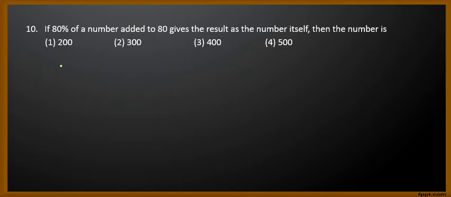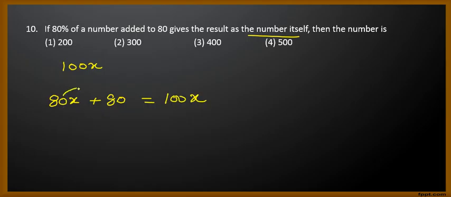Now look at this question. If 80% of a number added to 80 gives the result as the number itself, then the number is. Here we don't know what is the actual number. How to solve these kind of questions? Let us assume the actual number be 100x. Now 80% of 100x is nothing but 80x, and it is added to 80. If you add 80 to 80x, the result is nothing but the number itself. What is the number we assumed? Which is 100x.